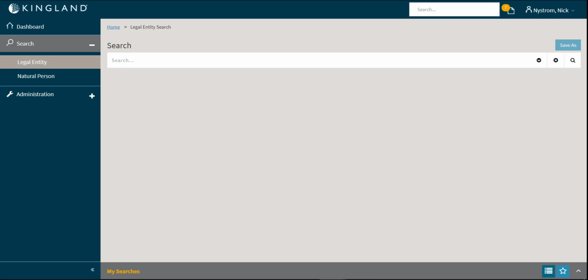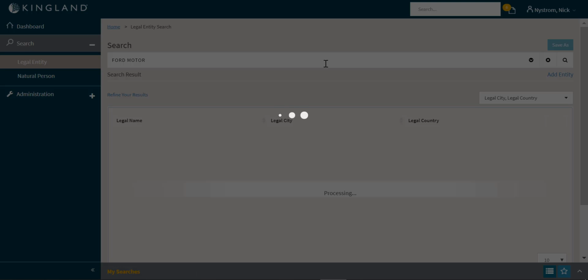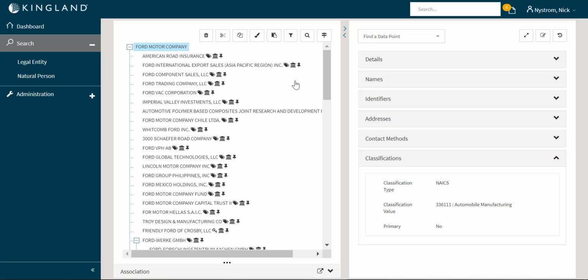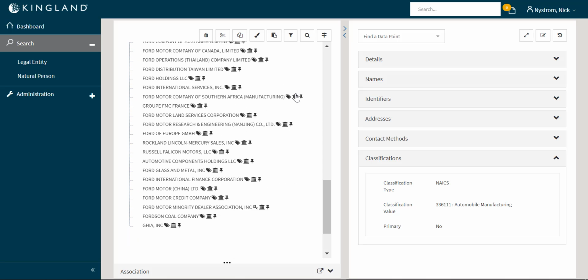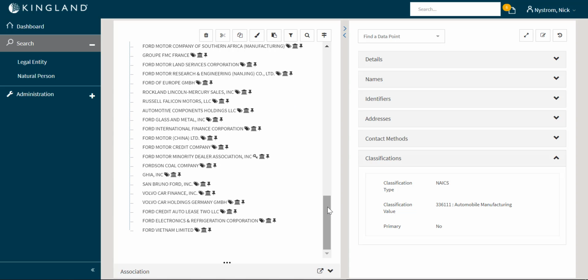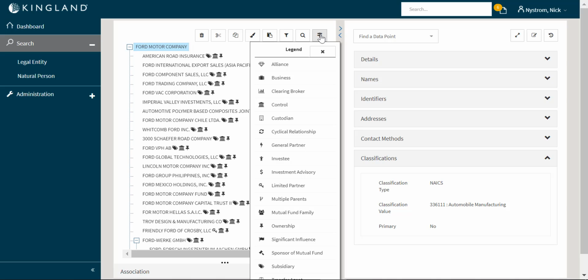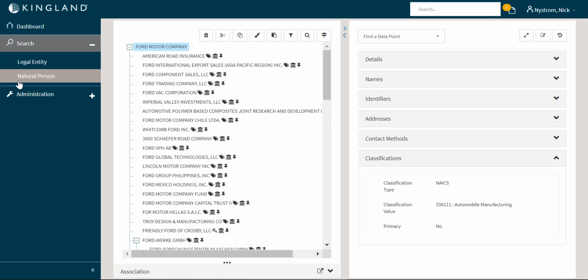In this example, we'll be looking at the Ford Motor Company organizational structure and related natural persons associations. Performing a legal entity domain search for Ford Motor will yield results across all legal entities in the system. Let's take a look at the first result. Clicking the view details, we are presented with the hierarchy structure of Ford Motor Company. Scrolling through the complex hierarchy, we can see all legal entities and relationship types that Ford Motor Company has with its subsidiaries.